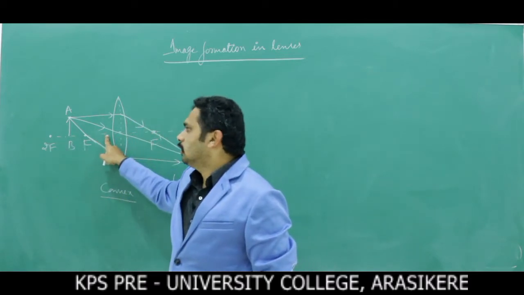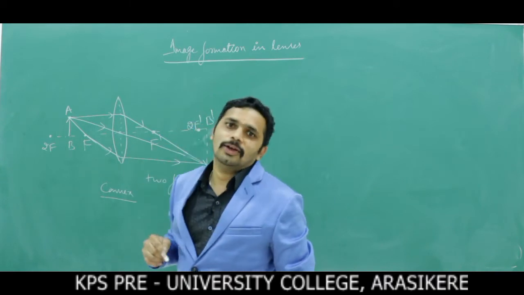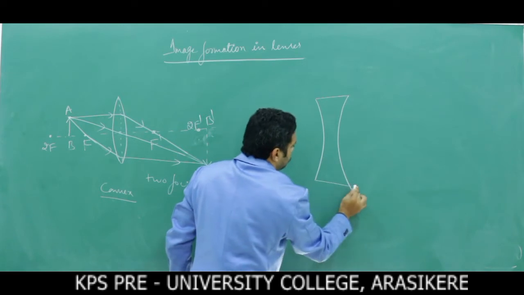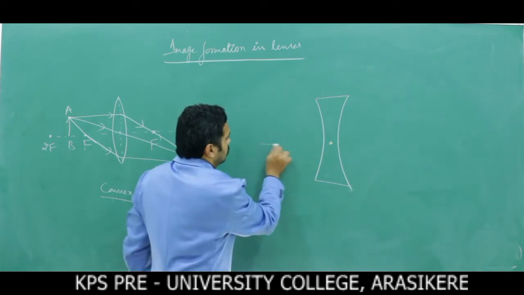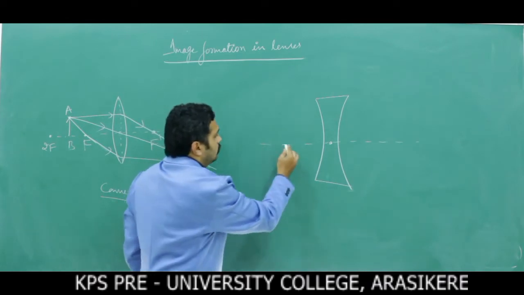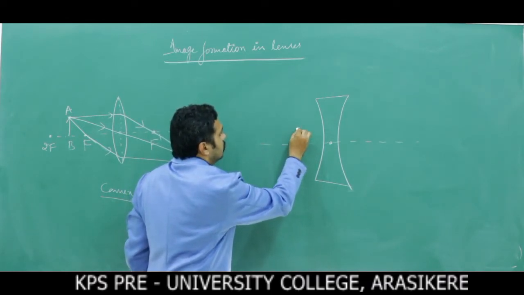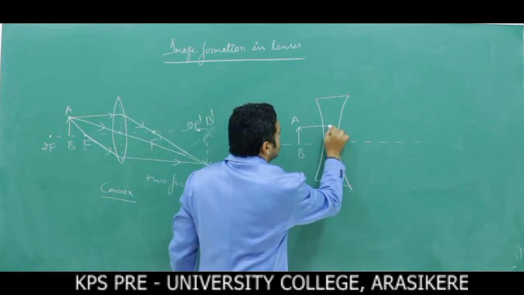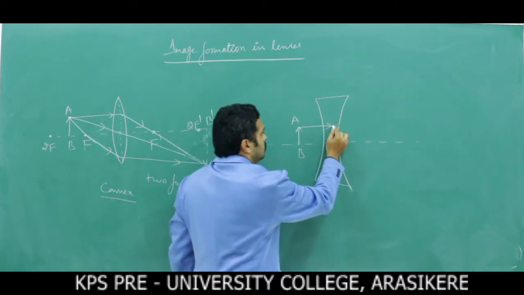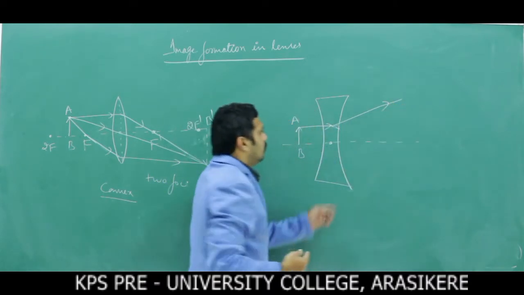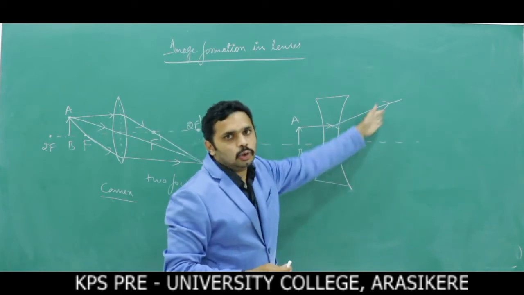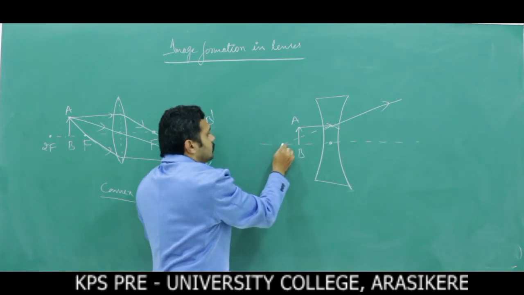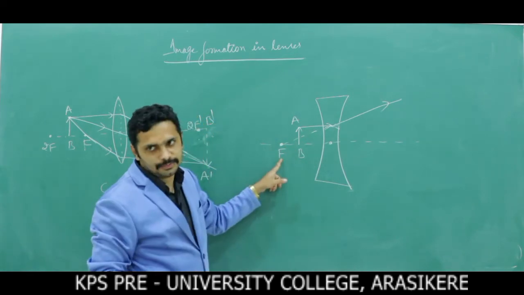Now I am going to show the image in a concave lens. Consider this biconcave lens. This is the optic center. This is the principal axis. Now consider an object AB. From the object the ray is parallel to the principal axis. After refraction, the refracted ray goes away because it is a diverging lens. Now you produce the ray backward. This is the backward extension. This is the focus.